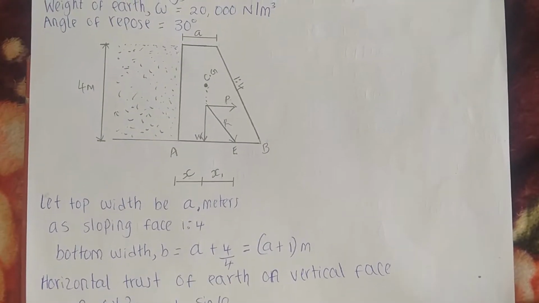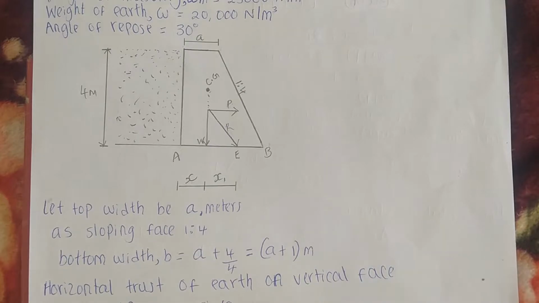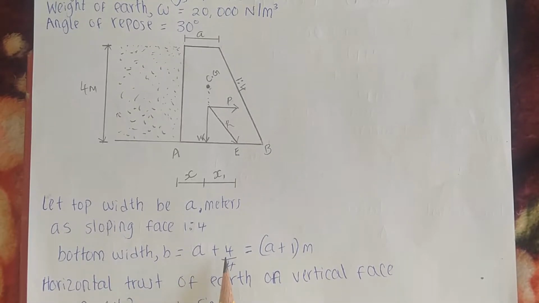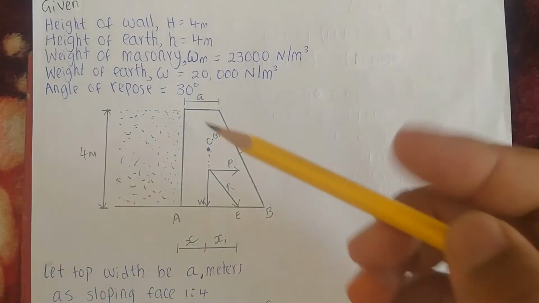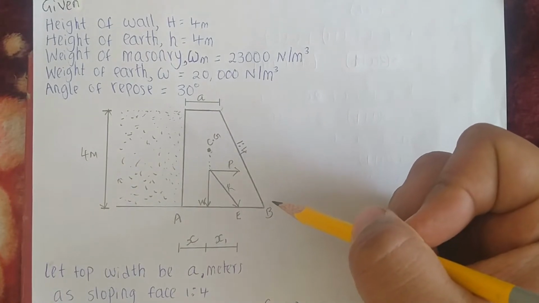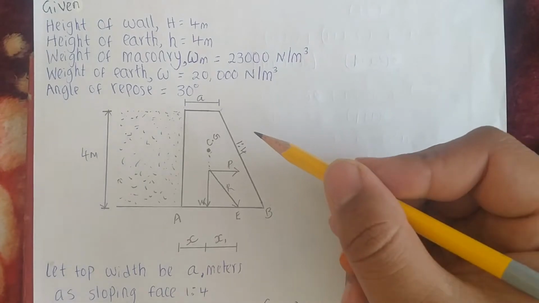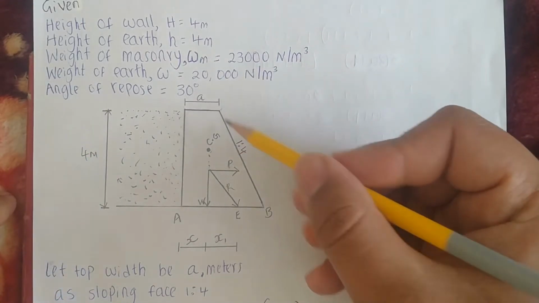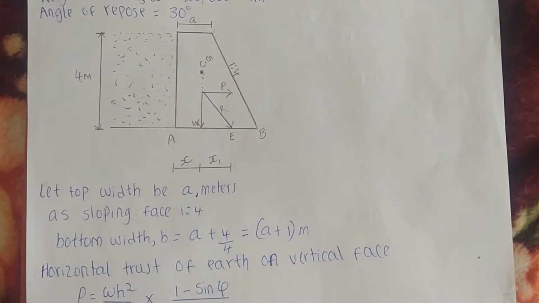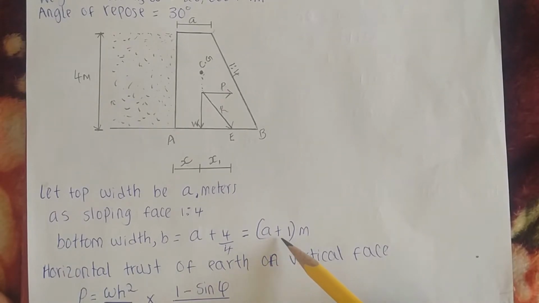So first of all, we shall let the top width be a meters. So the top width we shall name as A. As the sloping face is 1/4, the bottom width B will be equal to A plus 4/4. You can see that at the top here we have 1 and then at the bottom we have a ratio of 4. So this means that we want the whole ratio from here to here. So it means that it will be 4/4. So I've used 4/4, which equals A plus 1 meters.